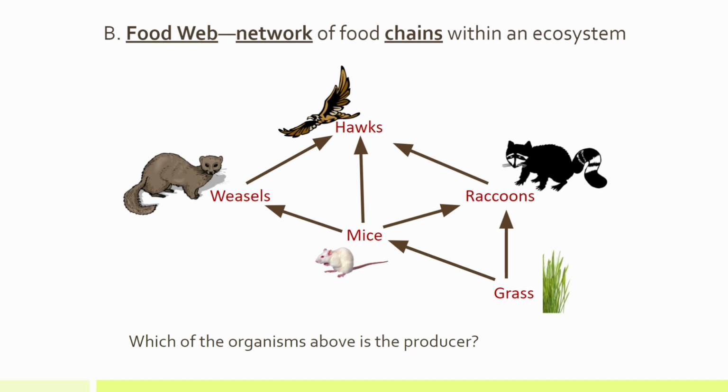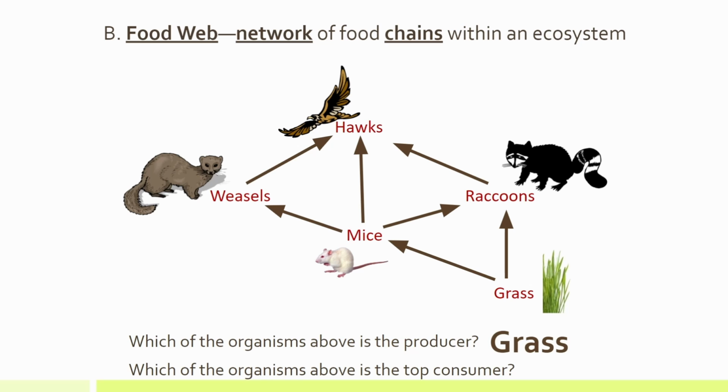And if we look at the above food web, which of the organisms is the producer? And then which of the organisms above is the top consumer? So grass is going to be the producer, and the top consumer is the hawks, because they are the apex predator in a food chain. They would be the quaternary type of consumer.